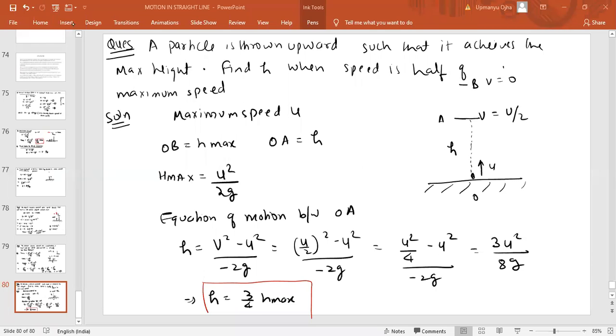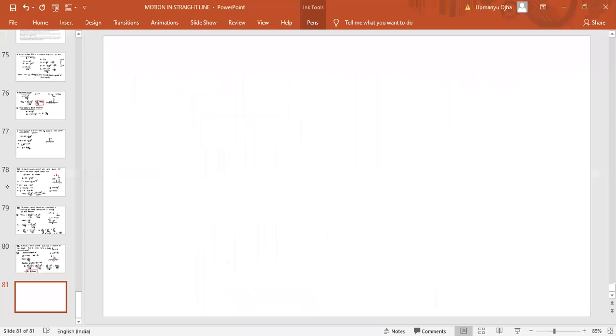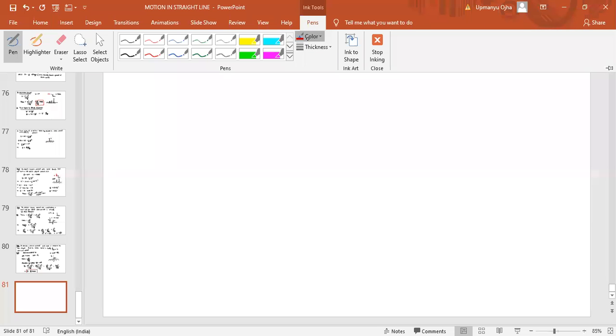Okay, next. Now see, in all the problems which we have done, we have thrown the object from the ground. Now let us throw the object from some height h. Okay, so write on the next problem.